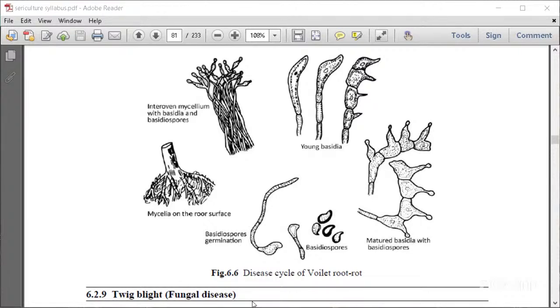Here you can see the violet root rot disease, that is, interwoven mycelia with basidia. Here you can see the root surface with mycelia that is already rotten, and this is the way the basidiospores can get disseminated. These are the basidiospores, and the interwoven mycelia with basidia and basidiospores, the young basidia, and matured basidia with basidiospores.